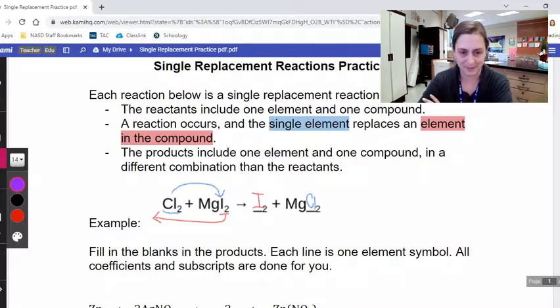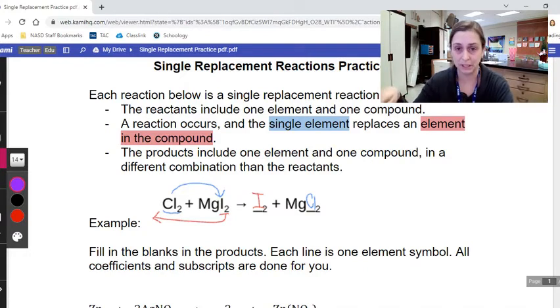Chlorine is the single element right here, and then magnesium iodide is a compound. So the reaction occurs, the chlorine element replaces the element iodine that was in the compound. Our products include one element, the iodine, and one compound, the magnesium chloride. Notice how it's a different combination than the reactants.